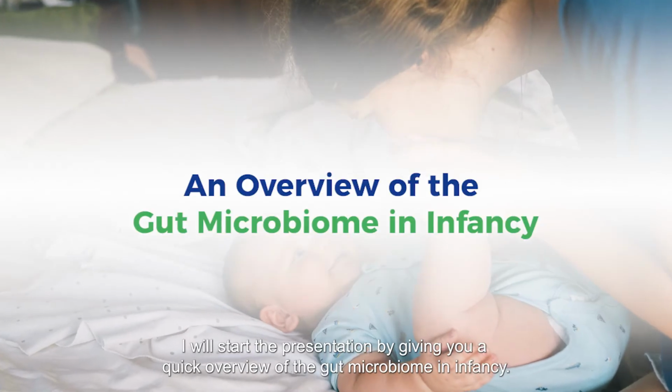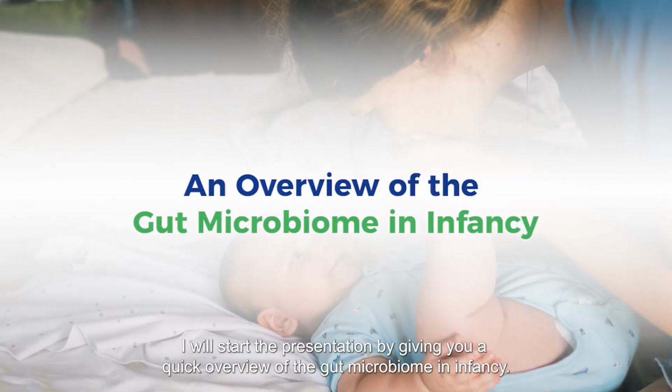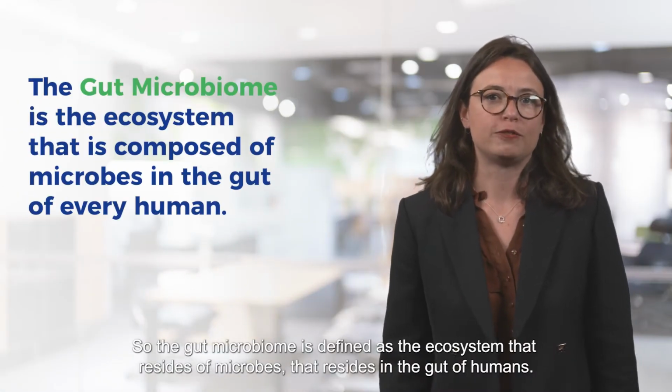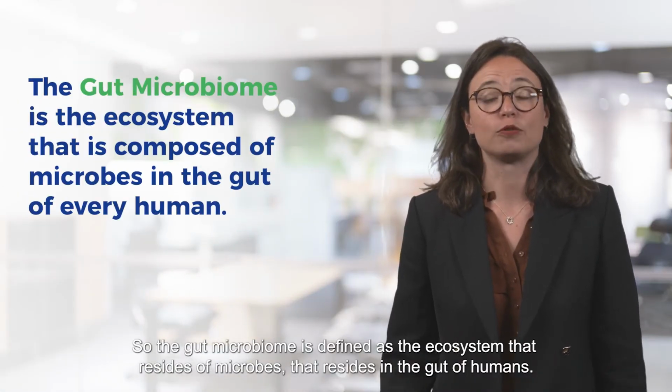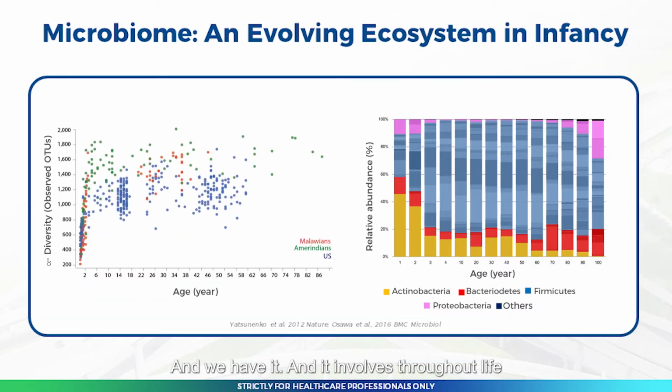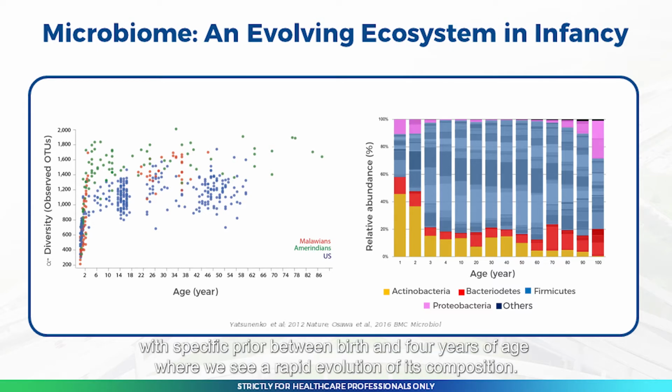I will start the presentation by giving you a quick overview of the gut microbiome in infancy. The gut microbiome is defined as the ecosystem of microbes that resides in the gut of humans. It evolves throughout life, with a specific period between birth and 4 years of age where we see a rapid evolution of its composition.